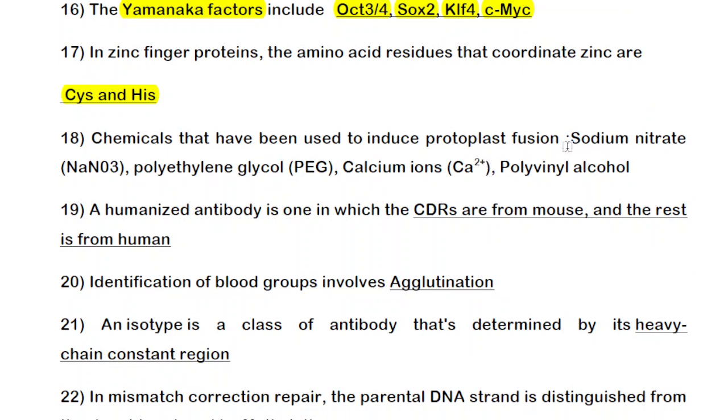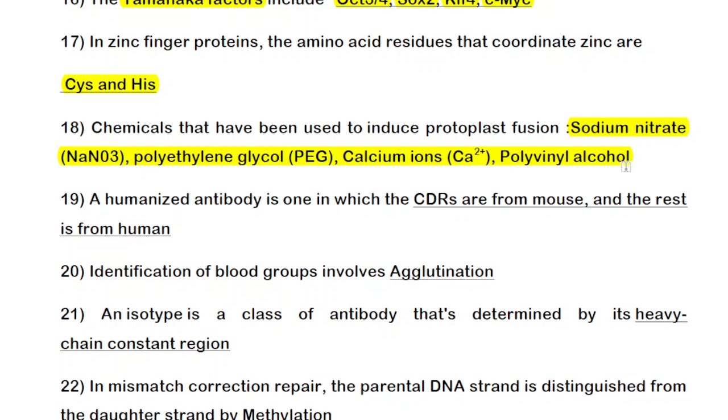Okay, 18th question. Chemicals that have been used to induce protoplast fusion. Okay, it includes sodium nitrate. So please know the chemical formula. Another thing include polyethylene glycol, calcium ion and polyvinyl alcohol. So these are the chemicals that are employed as fusogens. Other thing include sometimes they will be employing inactivated Sendai virus for this protoplast fusion also.